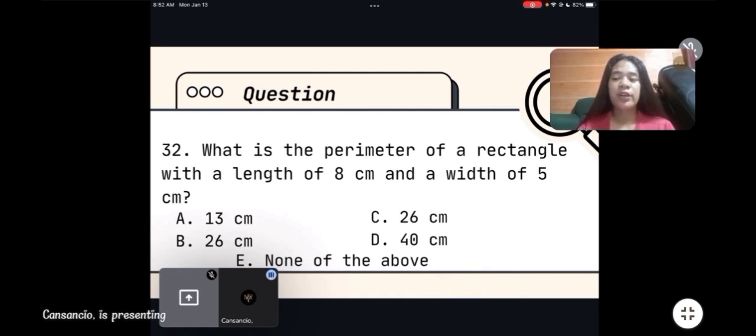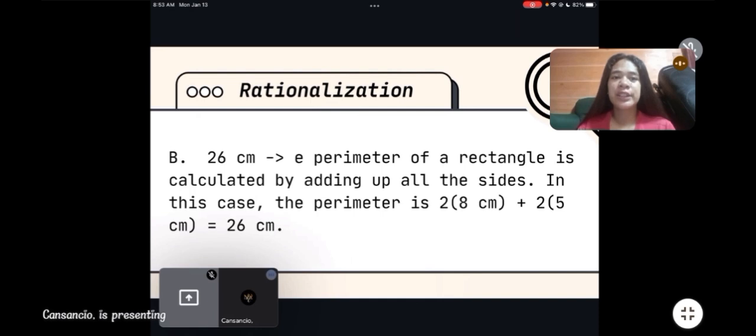The correct answer is letter B, 26 cm. The perimeter of a rectangle is calculated by adding up all the sides. In this case, the perimeter is 2 times 8 cm plus 2 times 5 cm, which equals 26 cm.